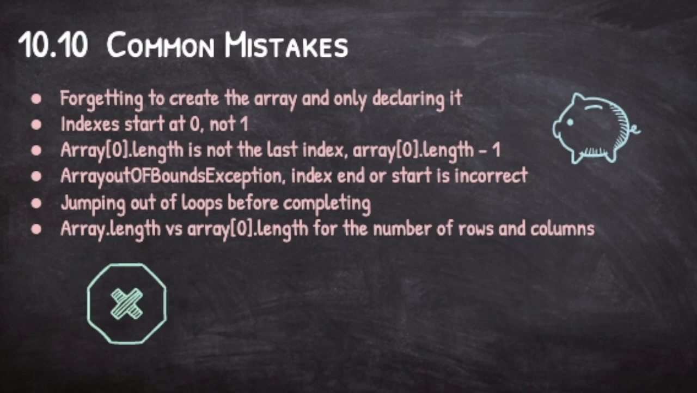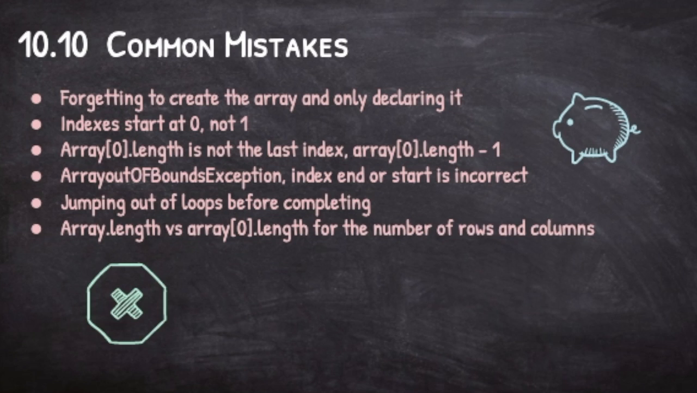Another point to remember is that indexes always start at 0, not 1. So the last element in the array would actually have an index of n-1, not n. Array, like the point below, array[0].length is not the last index. And a very common error when using arrays is ArrayIndexOutOfBoundsException, which means that the index end or start is incorrect. It's very common if you accidentally miscount and you're trying to loop through part of it instead of looping through the entire array.